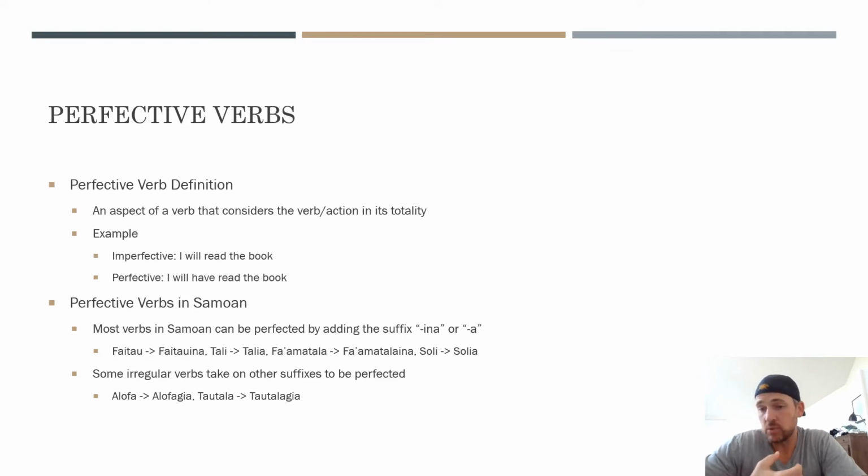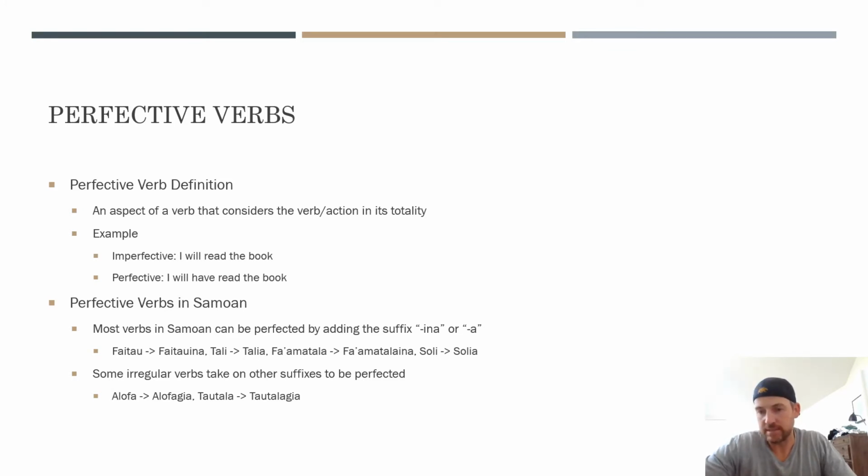Tali. Tali in Samoan is the verb to answer or to reply. The perfective form of that is talia. Now, this is one case where the meaning of the verb changes just slightly by perfecting it. So tali can usually be thought of in English as to answer, to reply to a question or something like that, or in some cases to a guest's request. And then talia can sometimes be thought of as to accept.